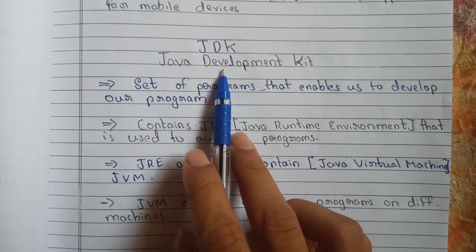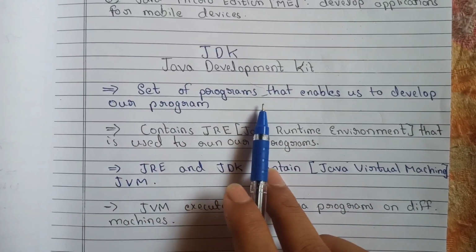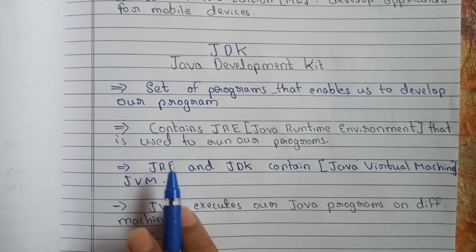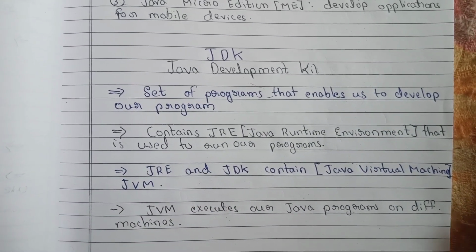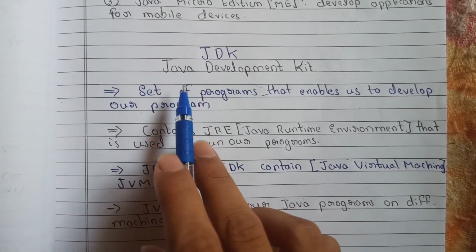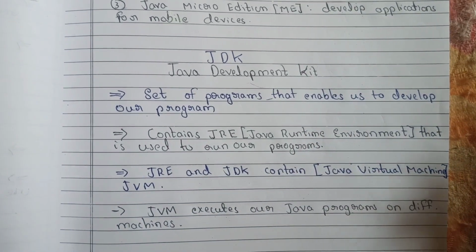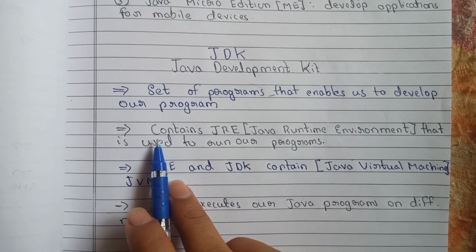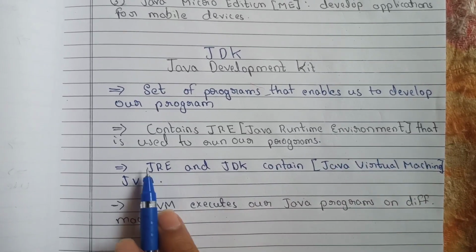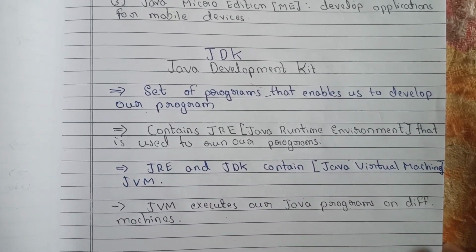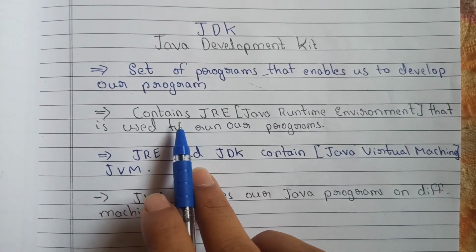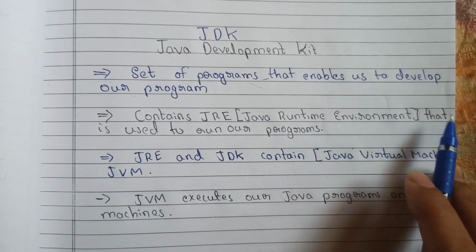JDK, Java Development Kit. It is a set of programs that enables us to develop our program. It means that whenever we want to write a Java program, we need something, and everything is found in that Java Development Kit, that is predefined code. It contains JRE, Java Runtime Environment, that is used to run our programs. When we write our program, we execute it in the Java Runtime Environment.